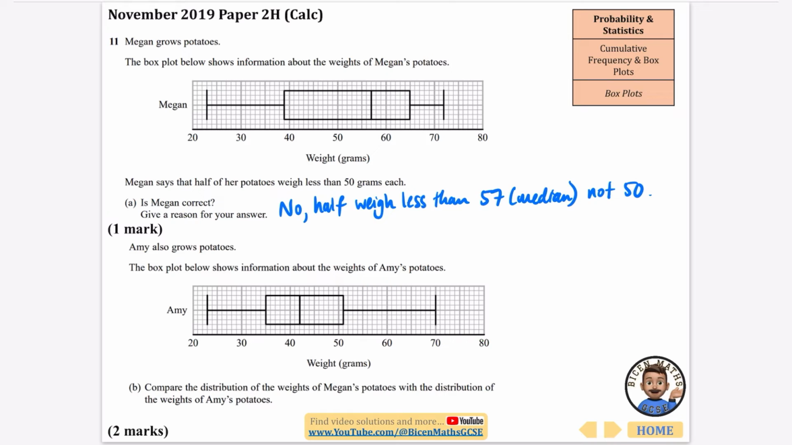And then it says Amy also grows potatoes. The box plot shows the information about the weights of Amy's potatoes. We've got Megan's and Amy's. Compare the distribution of the weights of Megan's with the distributions of Amy. So remember, we do two comparisons and one of them needs to be in context.